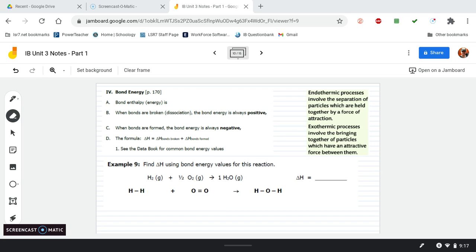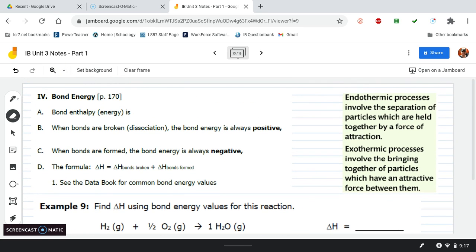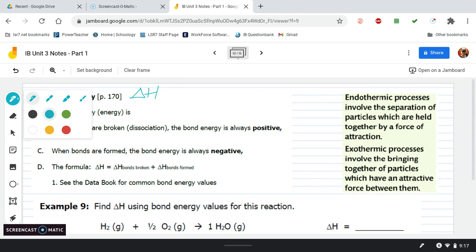All right, so we have some new stuff here today, and just something different, not necessarily difficult, just something different. So we're basically going to be finding another way to calculate delta H. So hopefully you've seen a pattern here that we're looking at all kinds of different ways to find delta H.